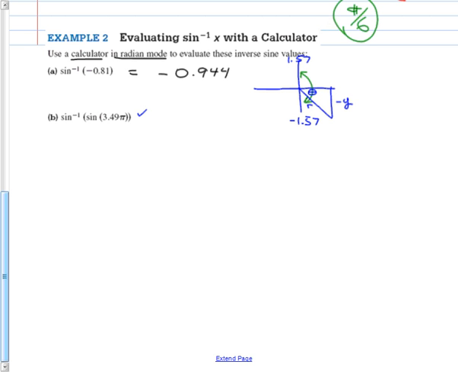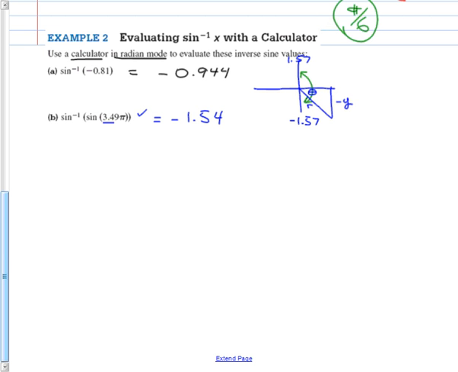Now let's see if we can do this one first on your calculator, then we're going to do it by hand to see if we can make it make sense. Take the inverse sine of the sine of 3.49 pi, and the answer is not going to be 3.49 pi because it's not in the defined quadrant, but your calculator knows that. So negative 1.5. Yes? Yep. Okay.